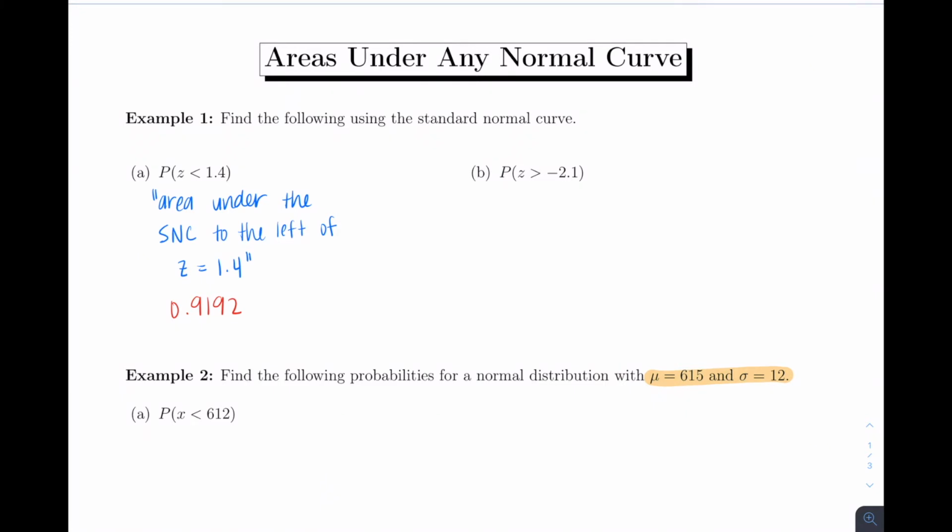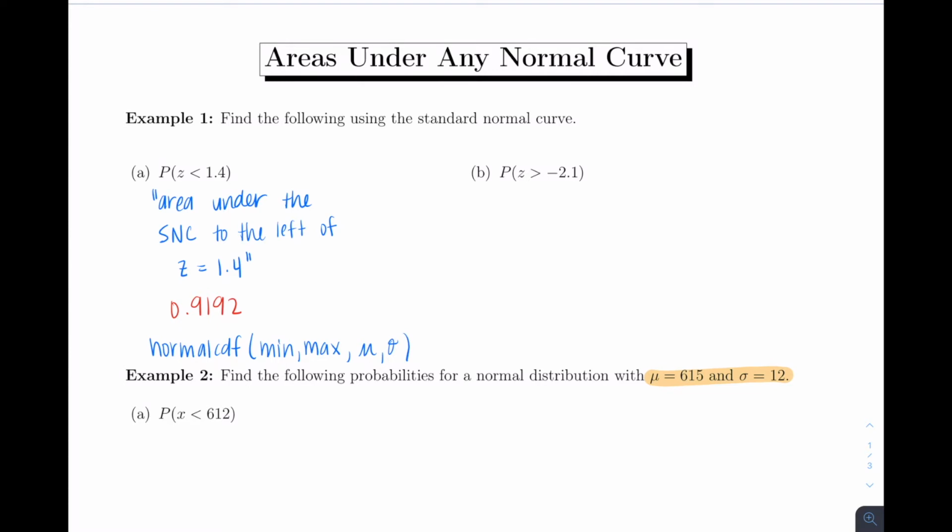To solve this using your calculator, you're going to find the normal CDF function, which is going to be in the distribution menu. And it's expecting 4 values. The first value that it's expecting is the minimum value on the curve that you're looking at. So either the minimum z value or the minimum x value. The next thing it wants is the maximum value you're looking at. And then it wants the mean of the distribution and the standard deviation of the distribution.